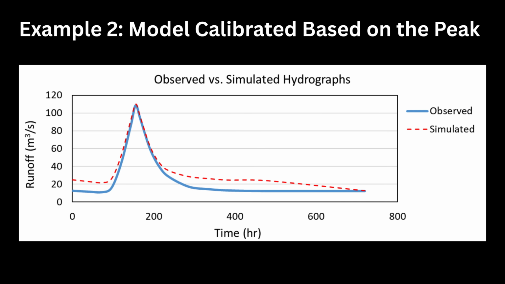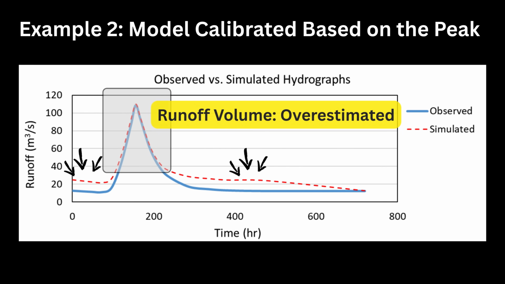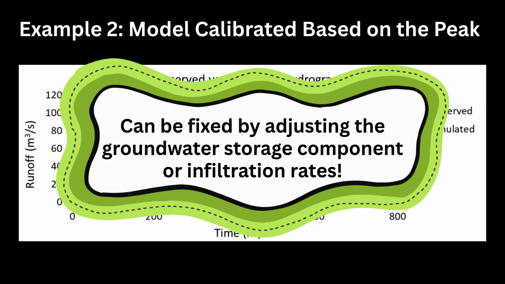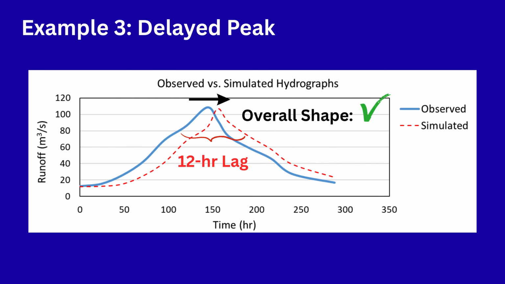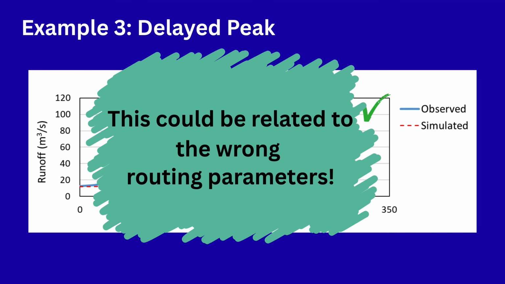In our second example, the model is calibrated primarily to flood peaks, resulting in excellent high flow performance but severe baseflow overestimation. Total runoff volume is also severely overestimated. This could be fixed by adjusting the groundwater storage component or infiltration rates. In our third example, the model produces correct peak magnitude and baseflow, but the peak arrives late. The overall hydrograph's shape, baseflow, peak, and volume are quite close, but there is an obvious 12-hour lag. This could be related to the wrong routing parameters.